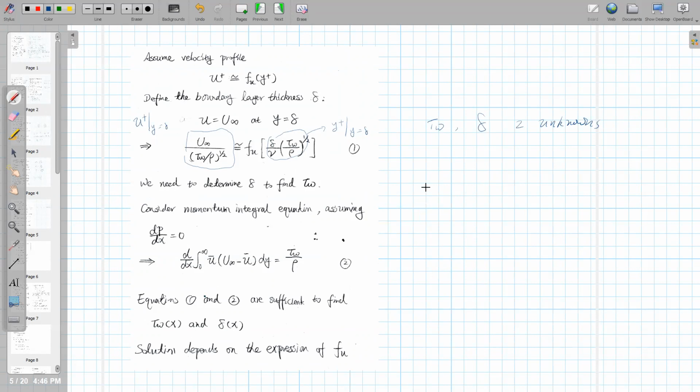Sorry, you can find both the shear stress tau w and the boundary layer thickness delta. But the solution will depend on which expression of fu you choose.